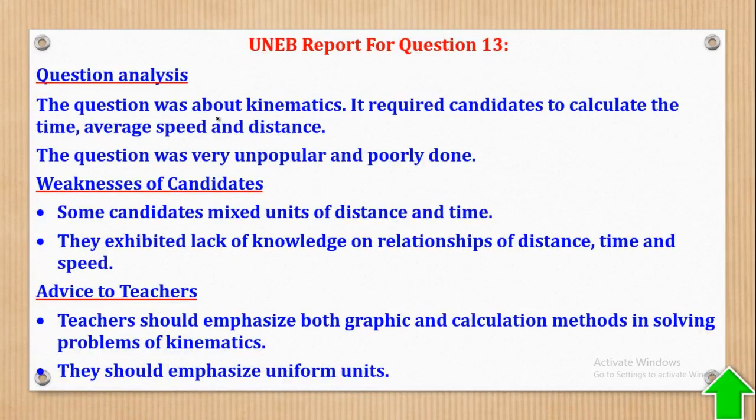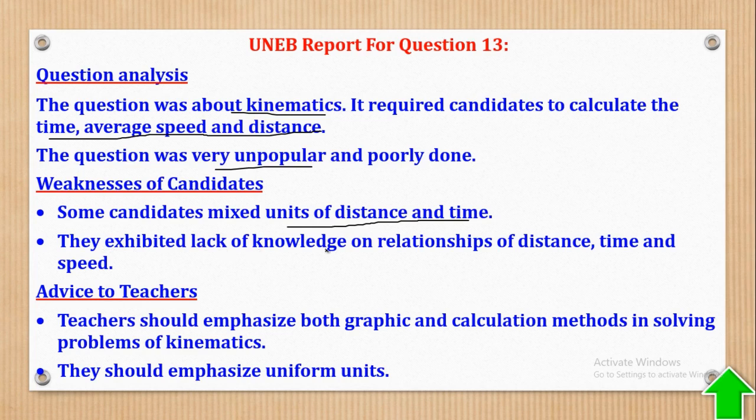The question was about kinematics, and it required the candidates to calculate time, average speed, and distance. The question was very unpopular and poorly done. Unpopular means that it rarely appears in UNEB past papers. The reason is that some candidates mixed units of distance and time. So units, you must be careful with them.